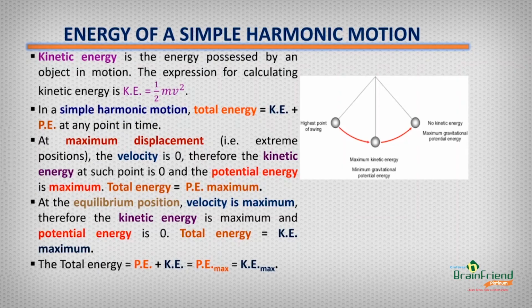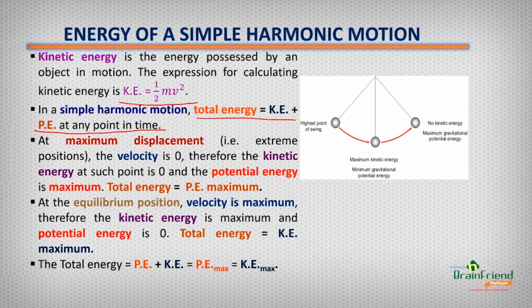Next, kinetic energy. Kinetic energy is the energy possessed by a body in motion. Mathematically, kinetic energy KE is equal to half mv squared. This shows that kinetic energy depends on the velocity v. Just like I said earlier, in a simple harmonic motion, total energy is equal to kinetic energy plus the potential energy at any point in time.